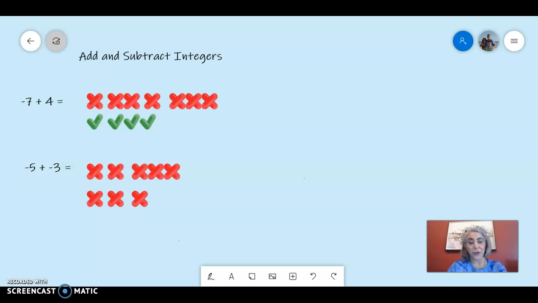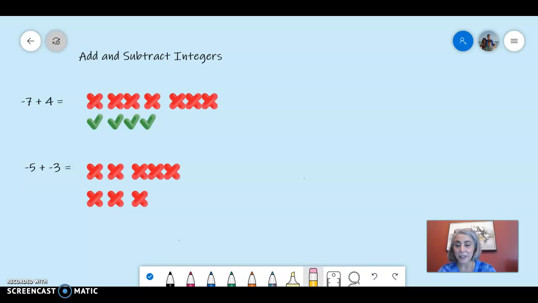This is week number 2, and we have chosen as teachers to do add and subtract integers. It's a review of what we've learned in class before, and that way we can get stronger in our basic skills so that when we come back to Garner, we're set and we're ready to move forward. So let's get started in our adding and subtracting integers.